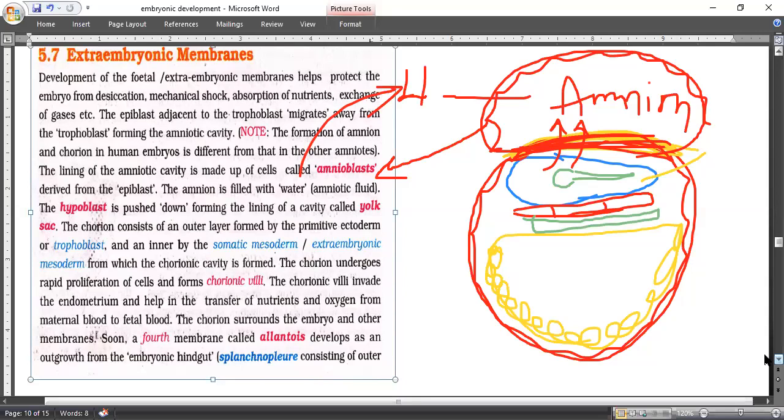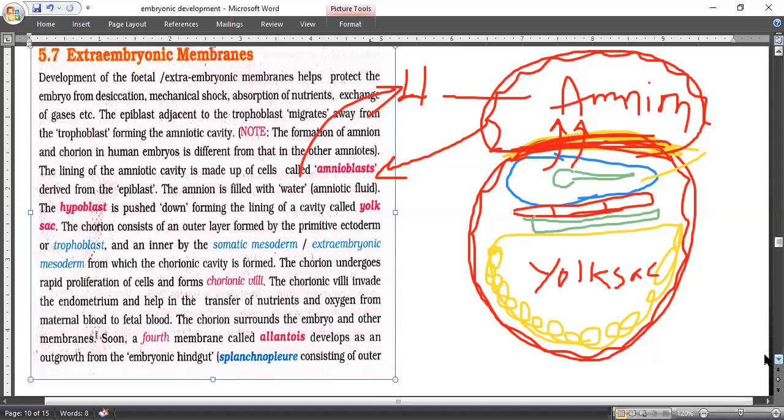Let me say it once again. The epiblast adjacent to the trophoblast migrates away from the trophoblast, forming the amniotic cavity. The lining of the amniotic cavity is made of cells called amnioblasts, derived from the epiblast. The amnion is filled with water. The hypoblast is pushed down, as we have seen earlier, forming the lining of a cavity called the yolk sac. The yolk sac has already been shown to you.